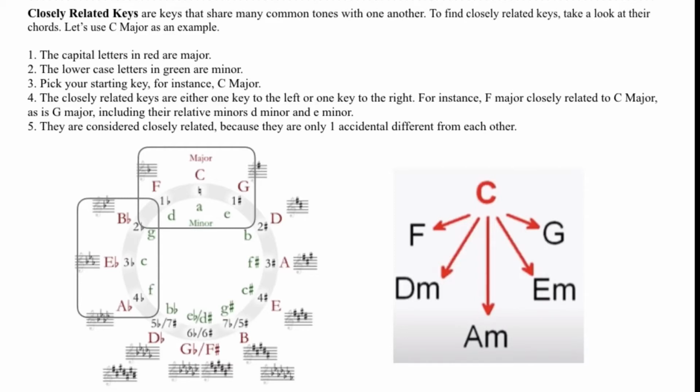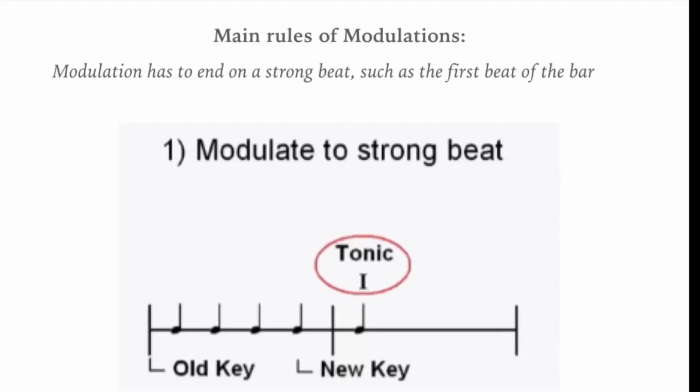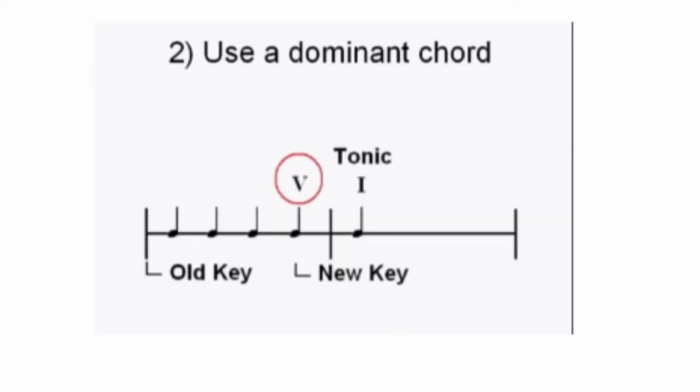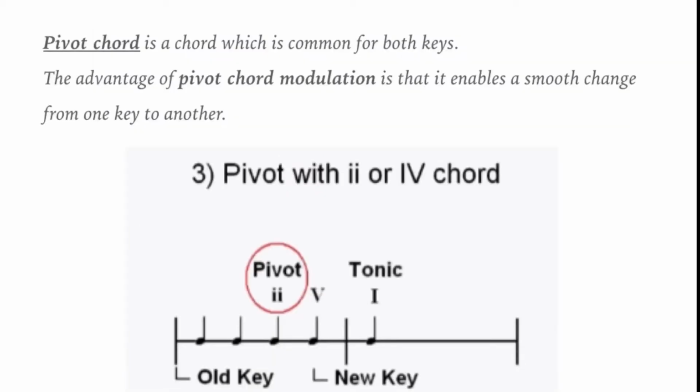Next, before we actually start doing the modulations, we have a couple of rules here. Rule number 1 is modulation has to end on a strong beat, such as the first beat of the bar. Rule number 2, you need to use a dominant chord before a new key. And rule number 3, you need to use a pivot chord. A pivot chord is a chord which is common for both keys. The advantage of a pivot chord modulation is that it enables a smooth change from one key to another.